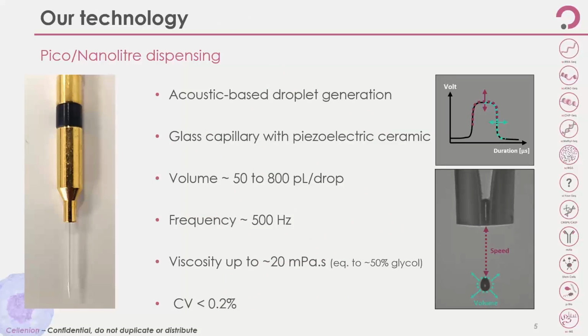Our technology is based on pico to nanoliter dispensing. How that works: we have a glass capillary surrounded by a piezoelectric ceramic, and when we generate an electric current in the piezo, an acoustic wave propagates through the liquid in the capillary and creates a drop. The voltage controls the speed of the ejected droplet, and the duration of the pulse controls the volume of the drop. We can achieve a volume from 50 to 800 picoliters per drop at a frequency of 500 Hertz, meaning up to 500 drops per second. We can work with quite viscous solutions, and the precision of the volume is very high.